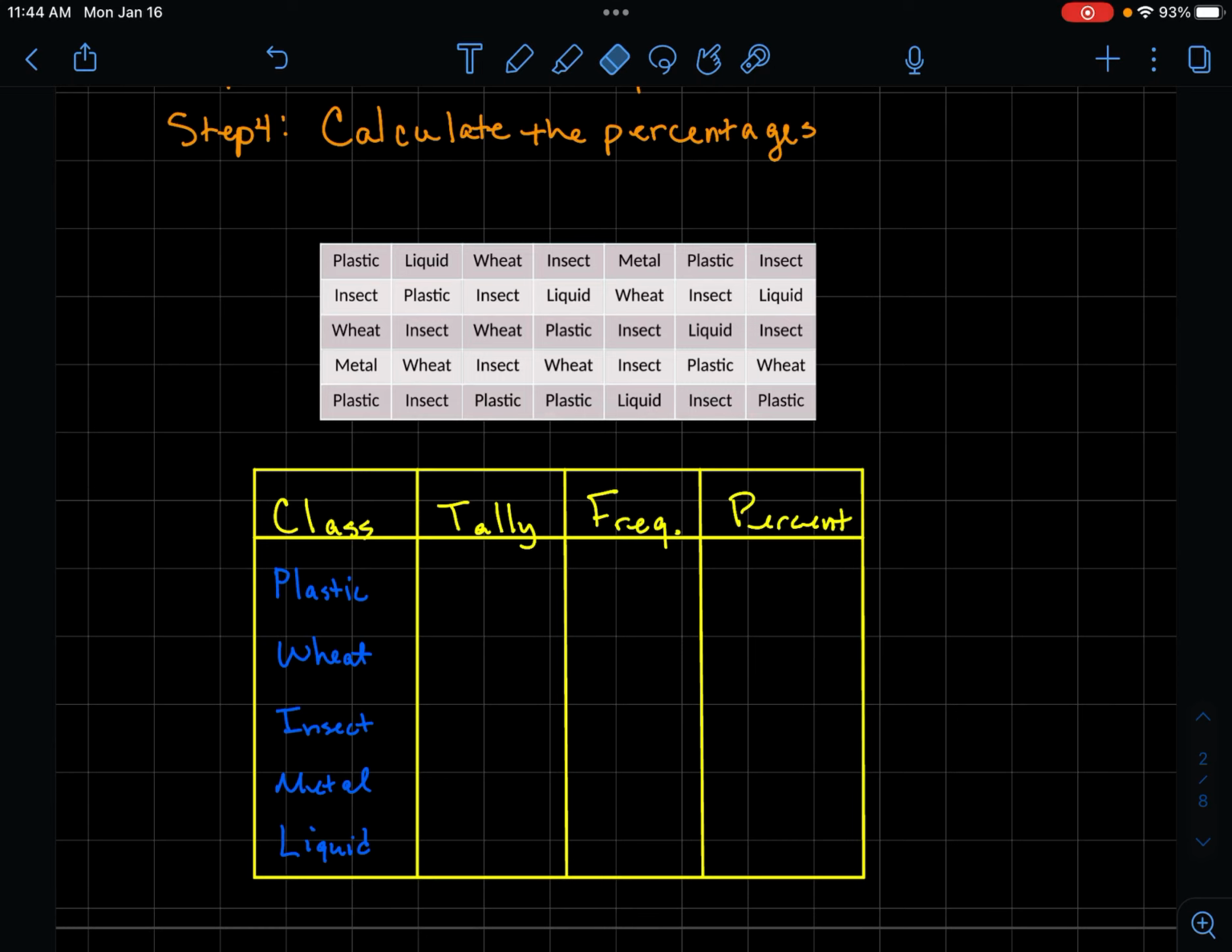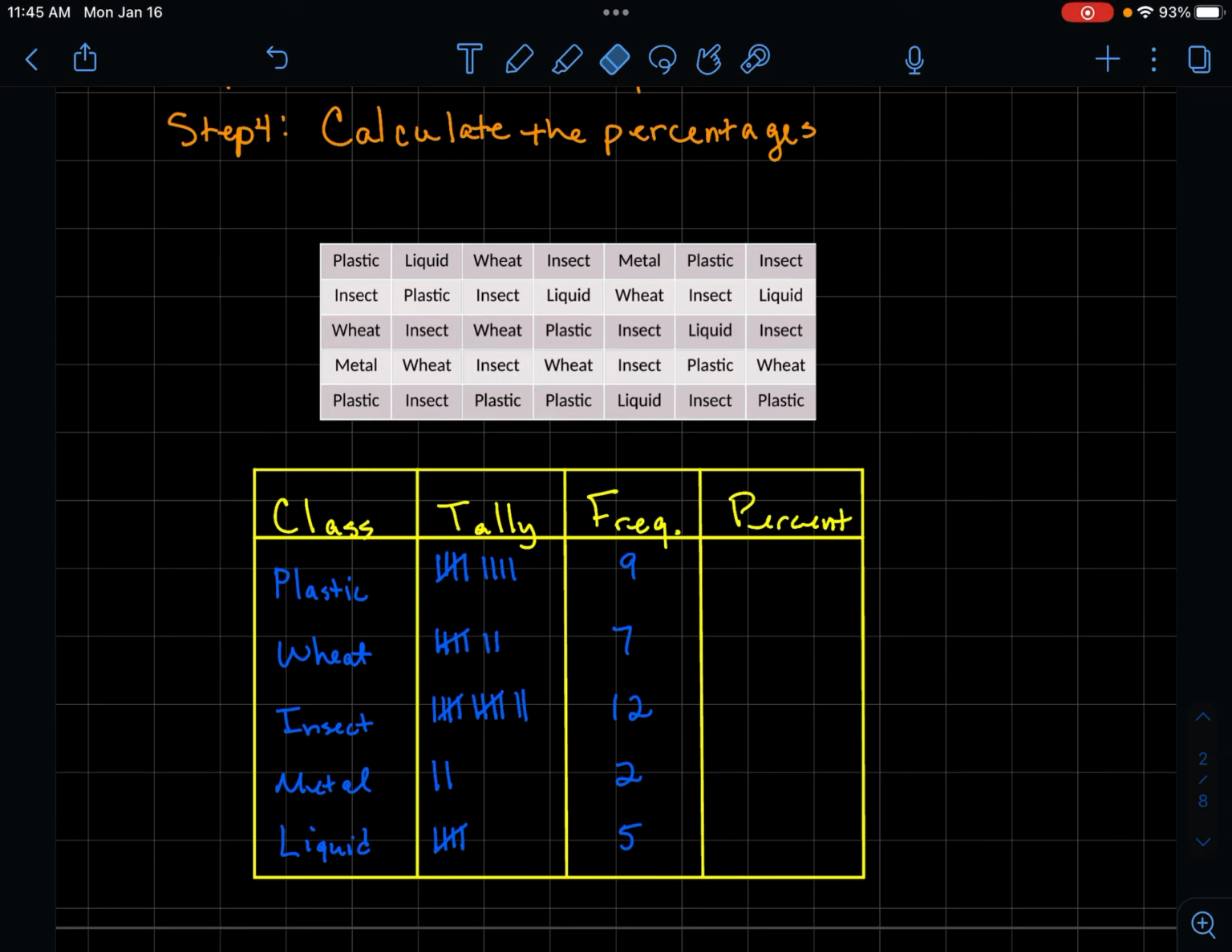Now we go through and tally up and count how many times we collected plastic. We do our tally marks. We have 9, it looks like. Then we go through and find wheat. We have 7. Then insect, we have 12. Then metal, there are 2. And finally liquid, we have 5. Then we take all the tally points and write a numerical value for the frequencies. So we have 9, 7, 12, 2, and 5.